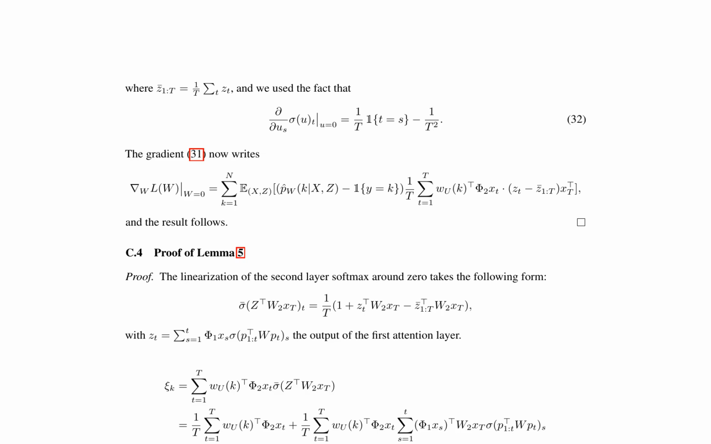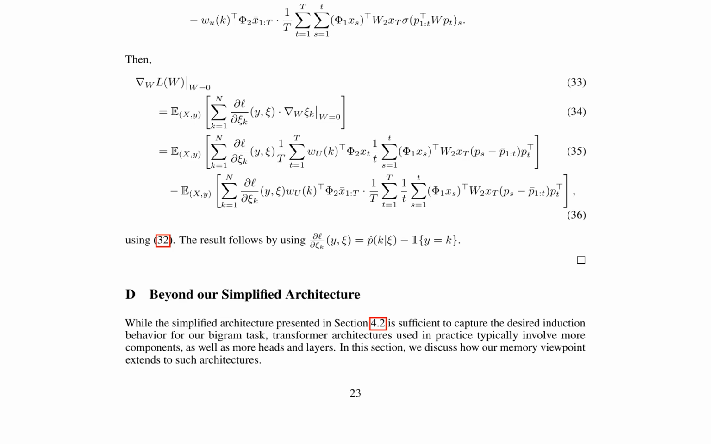Here is a combined summary of pages 23 and 24 of the research paper. The authors present the proof of lemma 5, which involves the linearization of the second layer's softmax around 0. The output of the first attention layer is denoted as ZT, and the linearization takes the form of a Taylor series expansion. The gradient of the loss function with respect to the model parameters is derived, and it is shown to consist of two terms. The first term represents the contribution from the output of the first attention layer, while the second term represents the contribution from the output of the second attention layer.